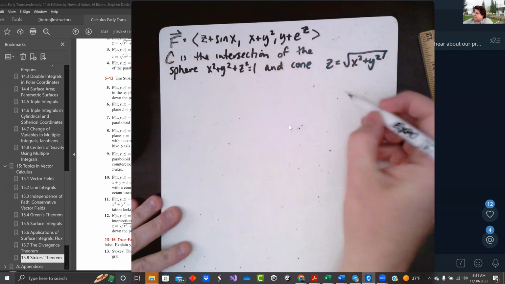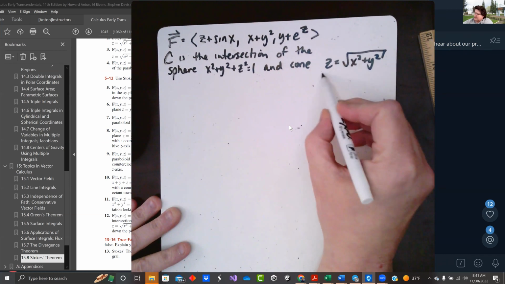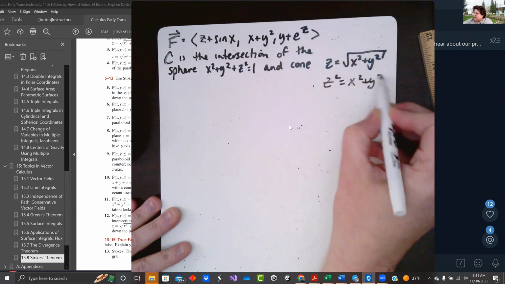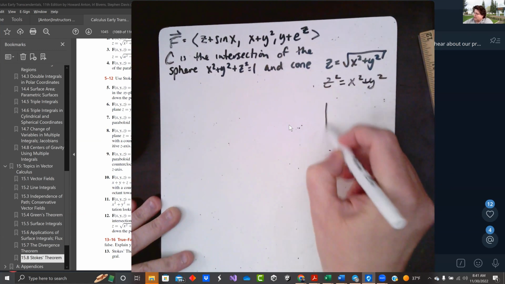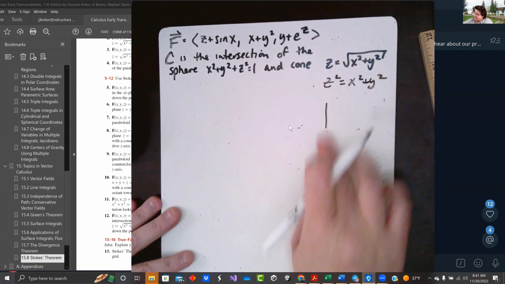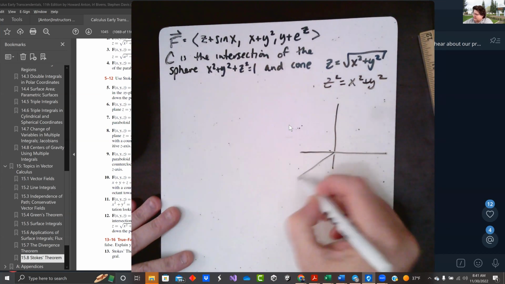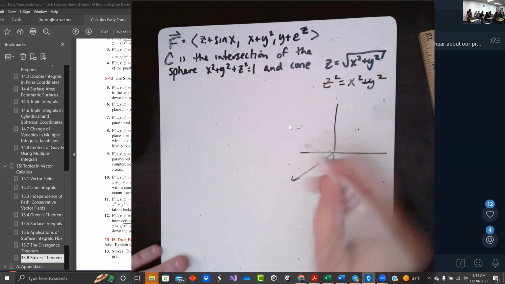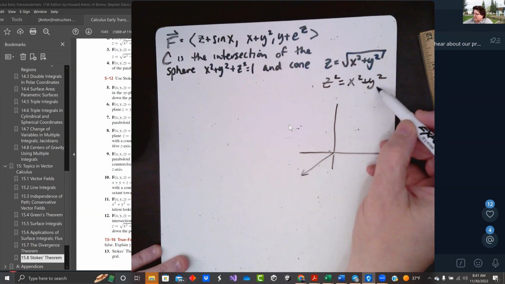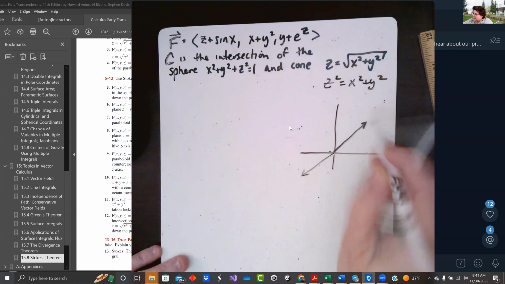Pictures, all right. So the cone is, if I square both sides, z squared equals x squared plus y squared. So in 3D, let me do this a little bit differently, because I can see z has got to be positive, so I don't need a negative z axis. When x is 0, we're just looking at z in the y plane. We have z squared equals y squared, which makes, let me do a different color.